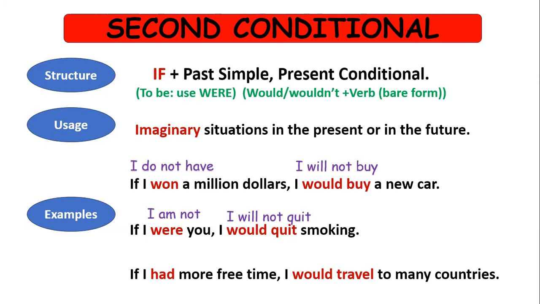But the trick here that you have to understand is that this is in the present. I'm talking about the present. You can actually see a verb in the past, right? But what you want to say or what you want to talk about is an imaginary situation in the present, right? Let's look at the last one. If I had more time, I would travel to many countries.